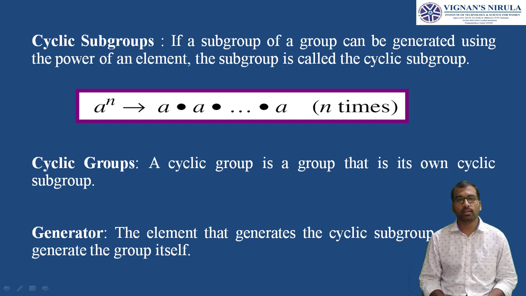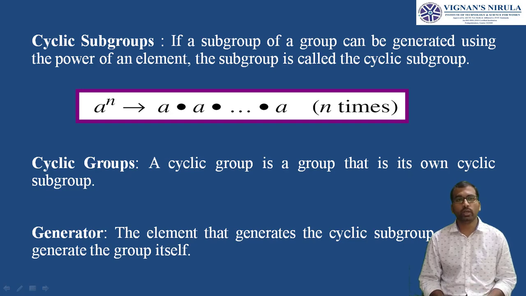Coming to the next one, that is cyclic subgroups. If a subgroup of a group can be generated using a power of an element, the subgroup is called a cyclic subgroup. A group G is cyclic if every element of G is a power A^k, where k is an integer, of a fixed element A.